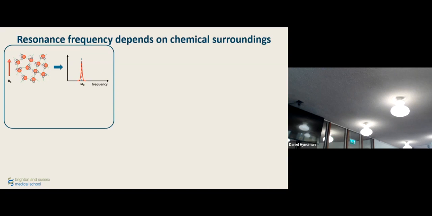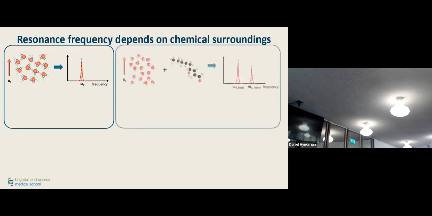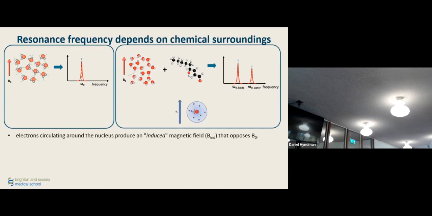It's perfectly fine. The story is not that simple, because if we have, for example, two types of hydrogen atoms and we put them in our test tube, we have two peaks, and not just one peak. The question is, why do we have two peaks? And what is exactly the difference, and why should the peak that comes from protons attached to carbons in a lipid molecule be different from the resonance frequency of protons that are attached to oxygen in a water molecule? And the answer is simple.